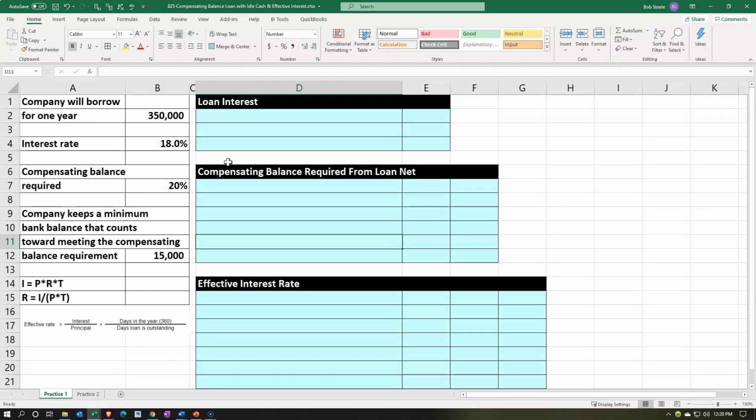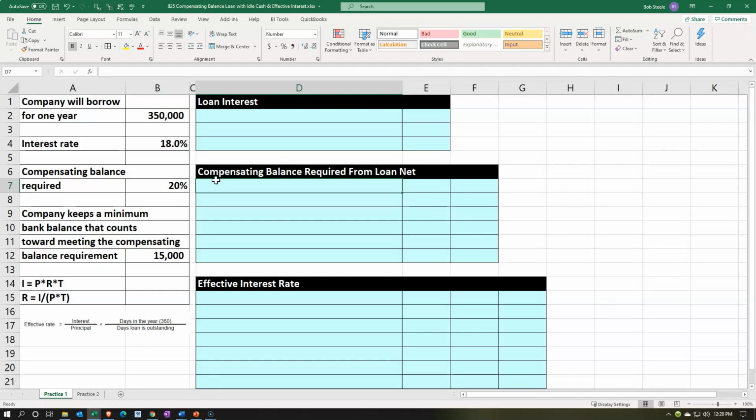Typically, if they see risk, they might increase the interest rate, or they might charge fees, or set up the loan structure in a different way. But here they're going to require you to have a compensating balance, which is basically part of the loan that you can't use. So you're going to be paying interest on it, but you can't really use it. So that's what we do now.